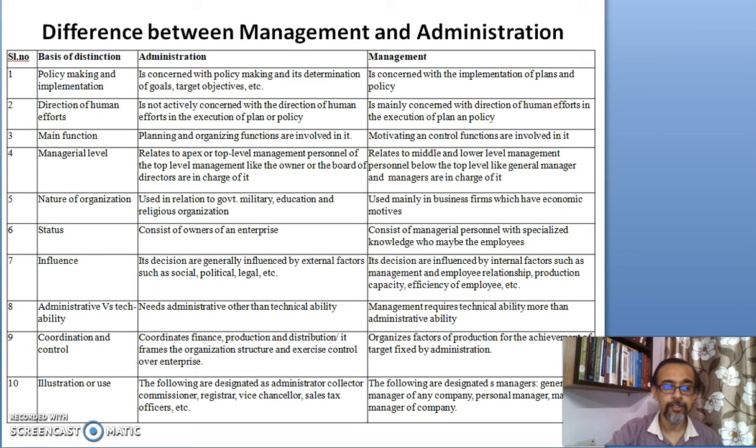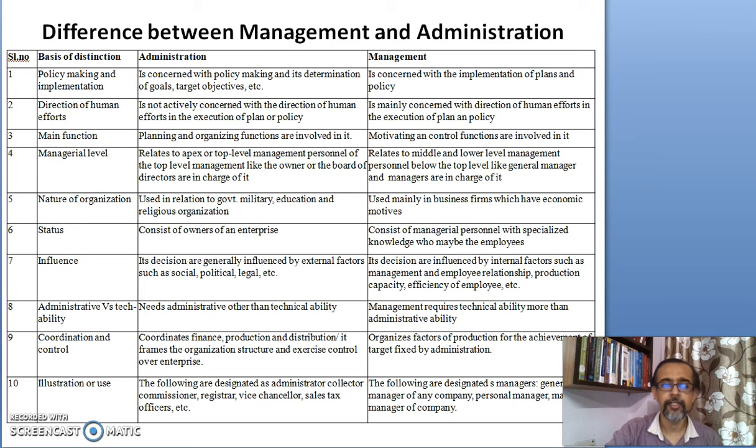In case of coordination and control, we see that administration coordinates finance, production, and distribution. It frames the organization structure and exercises control over the enterprise. While management organizes factors of production for the achievement of targets fixed by the administration.